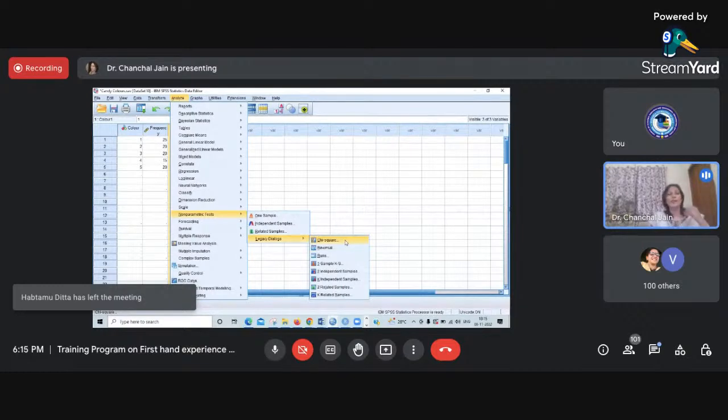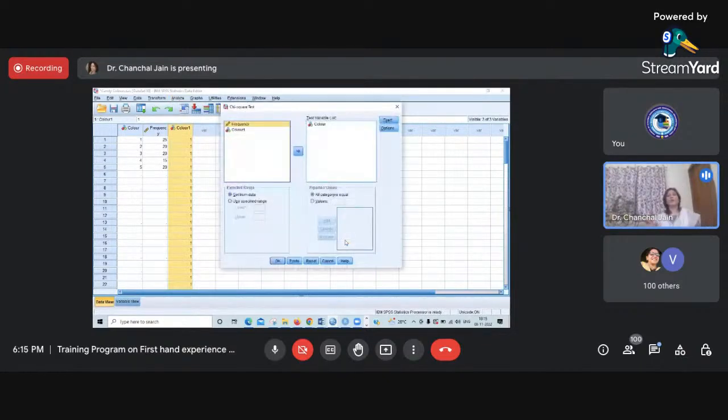So remember, in the two sample chi-square test, we went on analyze, then descriptives, and then we selected cross tabs. But for the one sample chi-square test, you need to go to the analyze menu, then non-parametric test, then legacy dialogues, and then chi-square. Is it clear to everyone? May I click on chi-square now? Yes, ma'am. So once I have clicked on this, firstly I'm resetting it. So firstly, I'm going with this color one. Now I'm shifting this particular variable into the test variable list box.